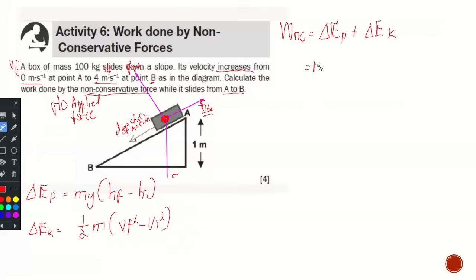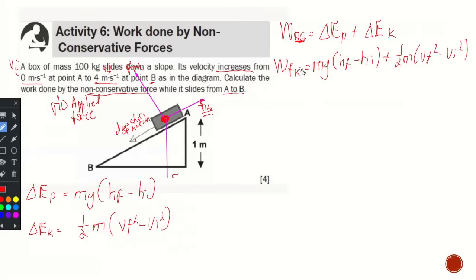So this is going to break down as mg, height final minus height initial, plus half m, Vf squared minus Vi squared, right? So this work done by NC will now be replaced by work done by Fk, because the only NC, the only non-conservative force, NC is for non-conservative force, that we see here is the Fk. So this is work done by Fk.